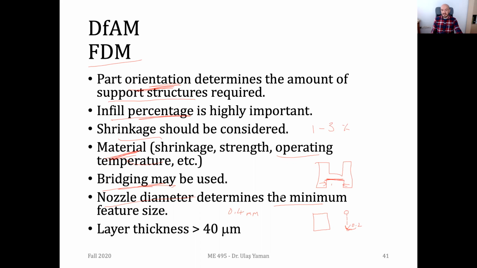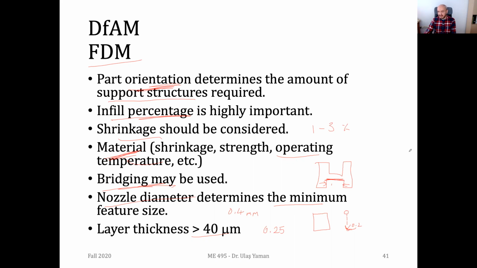If you are producing very small parts having small features, then maybe you can switch to a nozzle size of 250 micrometers. Another thing, it's not possible to have layer thicknesses less than 40 micrometers, even 50 micrometers. So you should design your parts or have some requirements on the surface qualities depending on this minimum layer thickness.